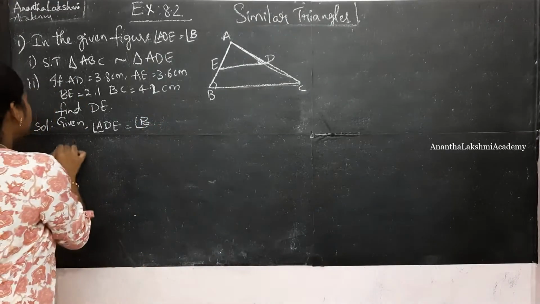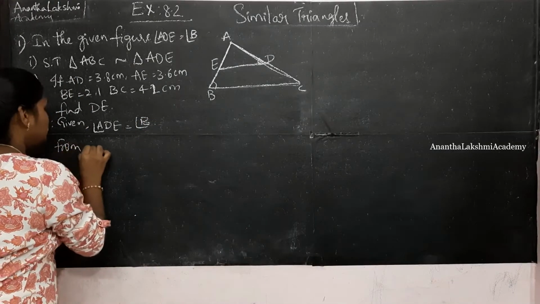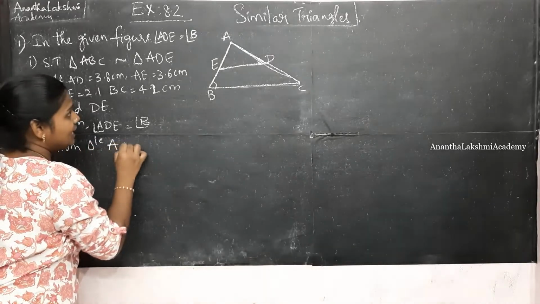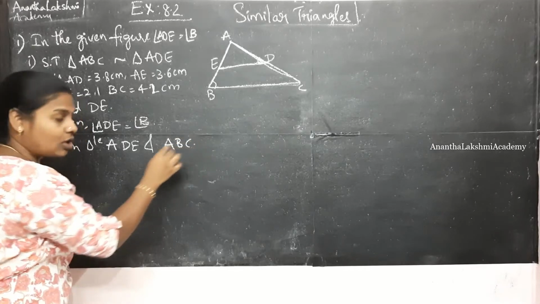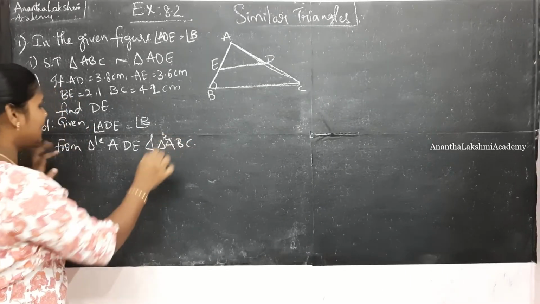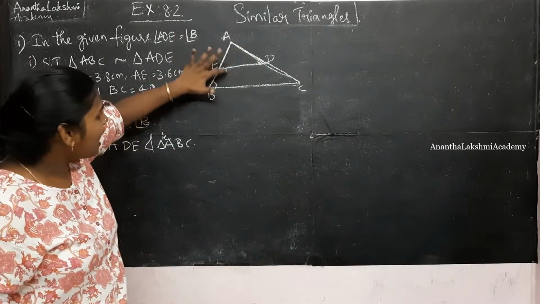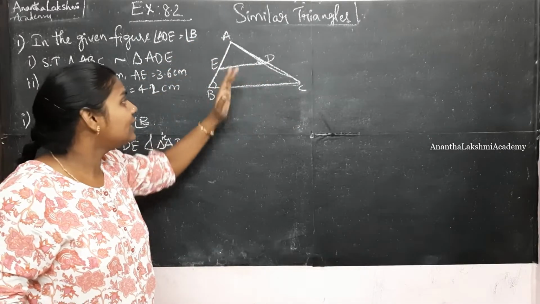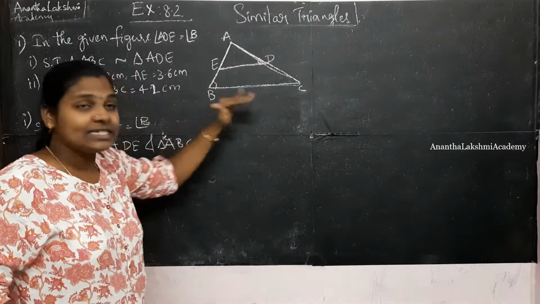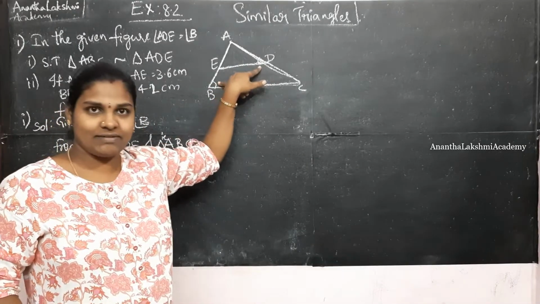Now, from triangle ADE and ABC, look at the order in which I am writing the triangles. ADE and I am writing it as ABC, not ACB. Why am I writing like ADE and ABC? Because they said these two angles are equal.